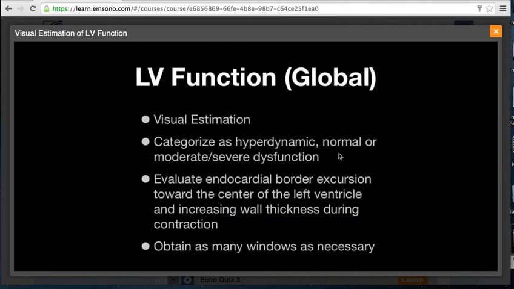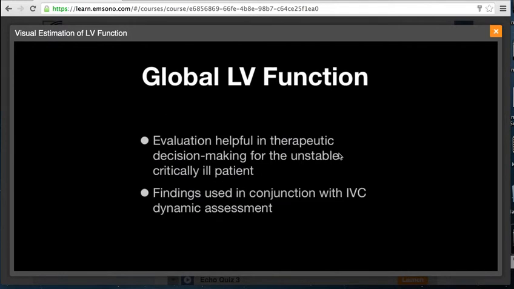The evaluation of global LV function can be helpful in making therapeutic decisions for the unstable critically ill patient. These findings are used in conjunction with the inferior vena cava dynamic assessment. This will give you an idea as to overall LV volume status and function.